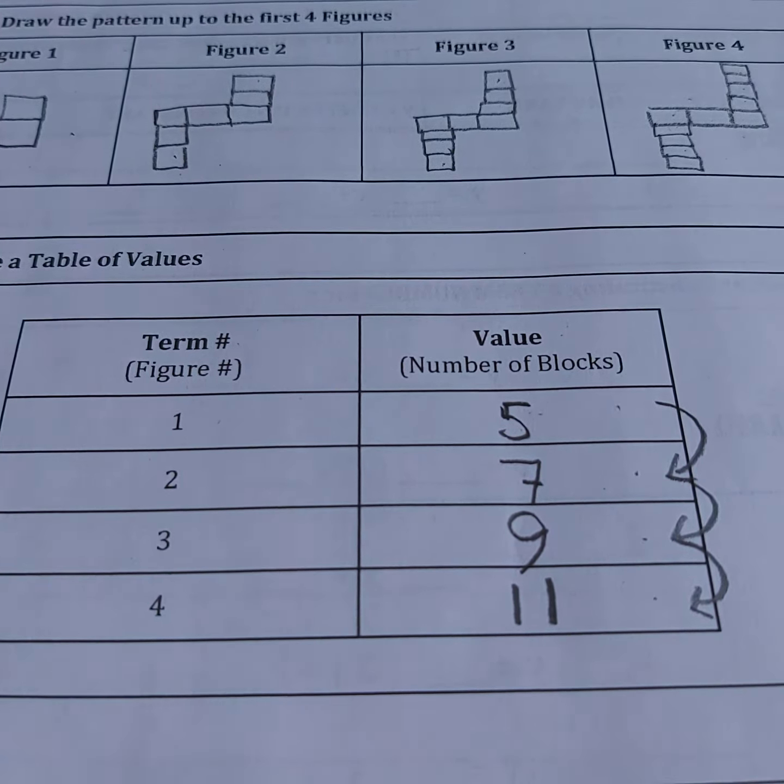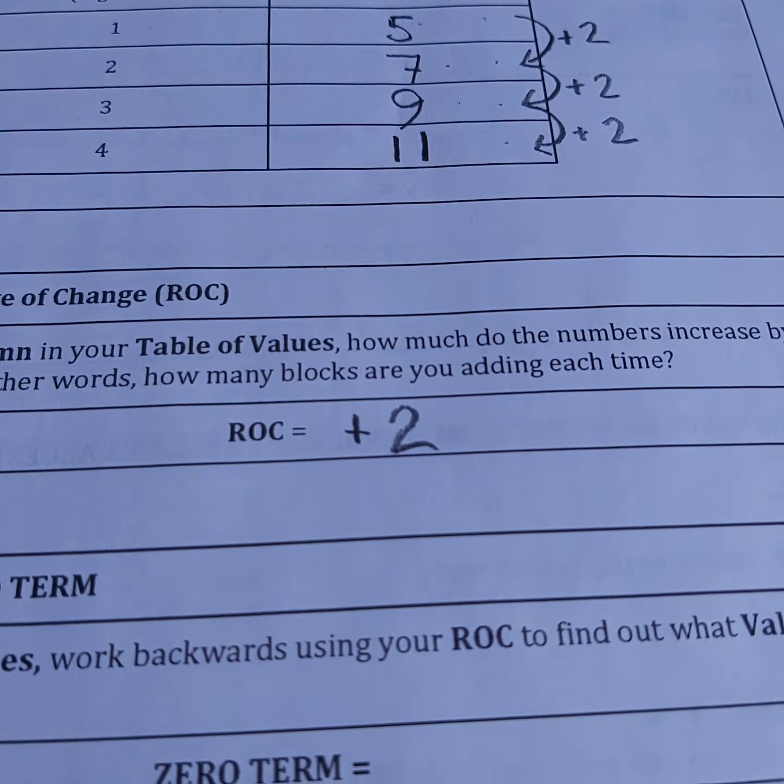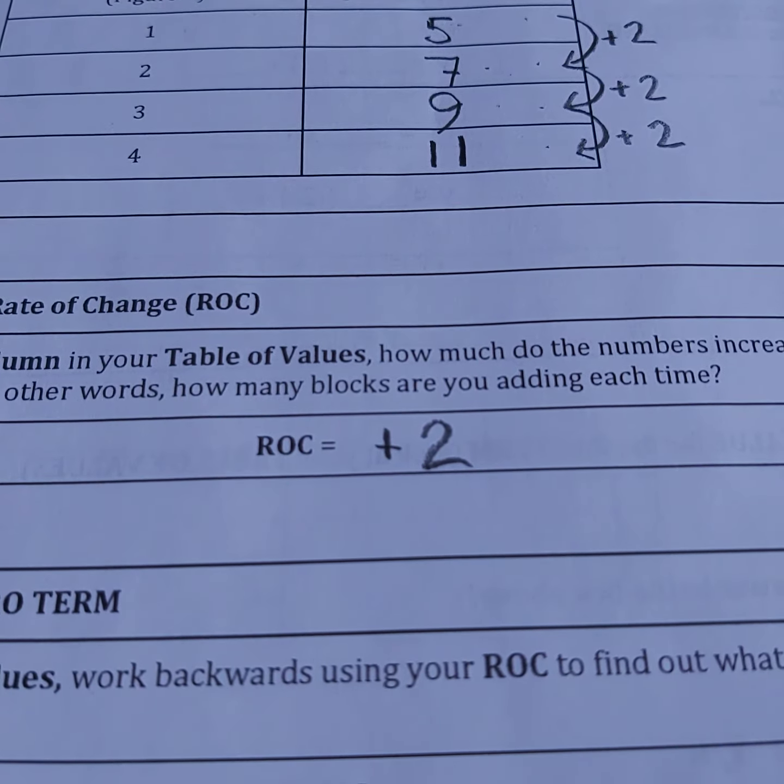So as we go up in terms or figures, we are going to increase that by 2 each time, and that'll happen forever because this is a linear pattern, meaning it will be the same rate of change no matter how far we extend this pattern.